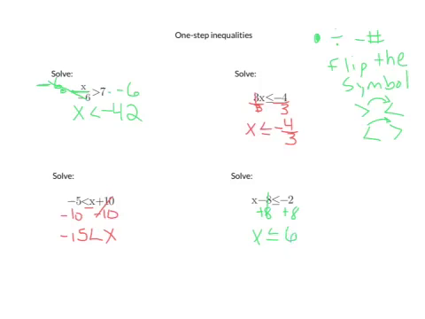So notice the only time we flipped the symbol was when we were multiplying by a negative. We can add and subtract negatives, that's fine, but once we multiply or divide by a negative, we have to flip the symbol.